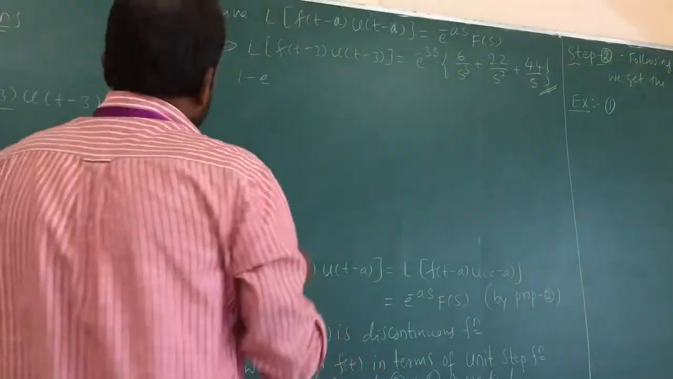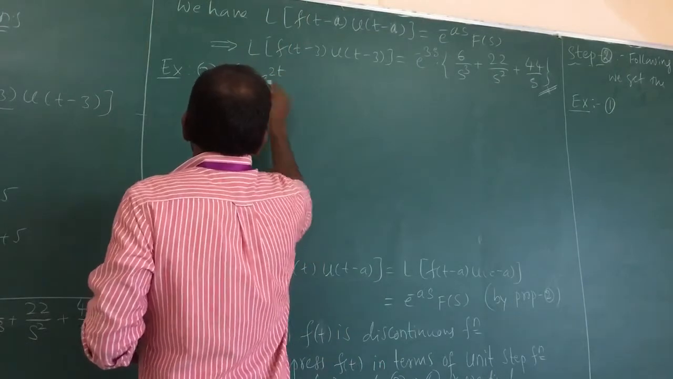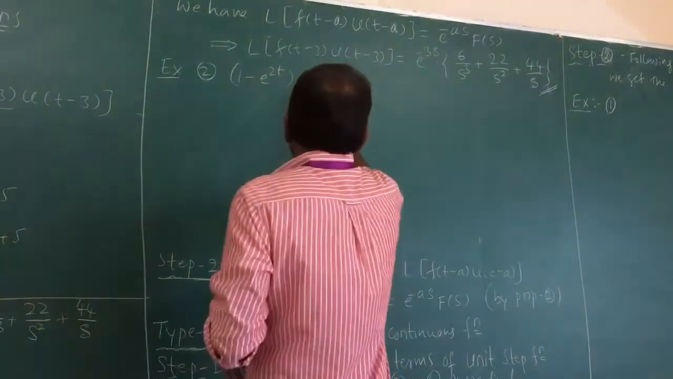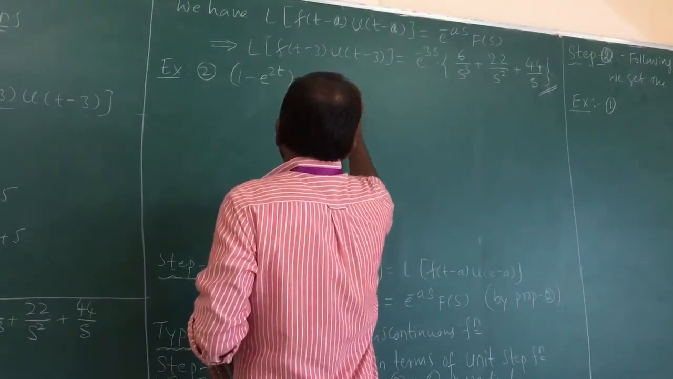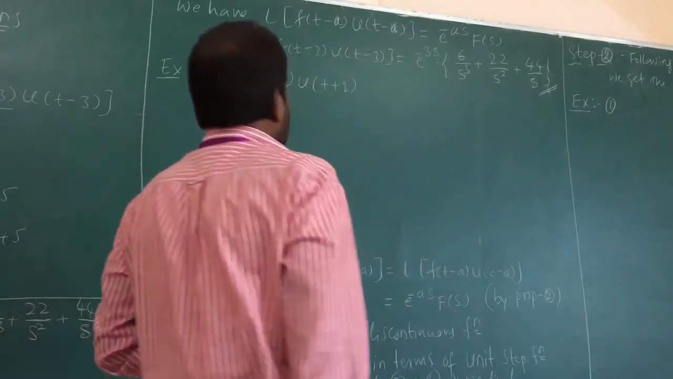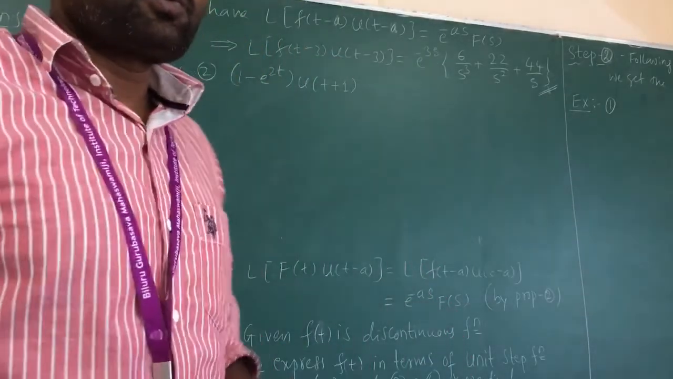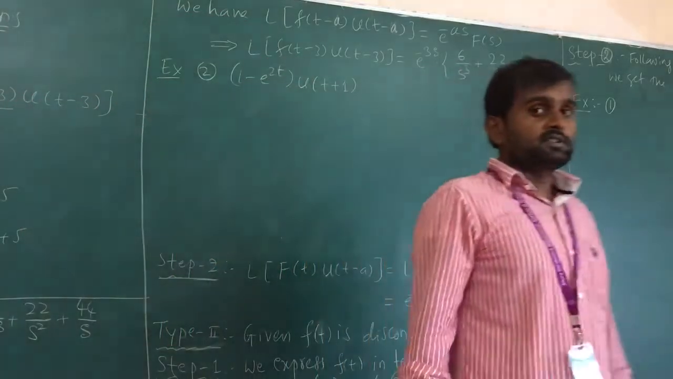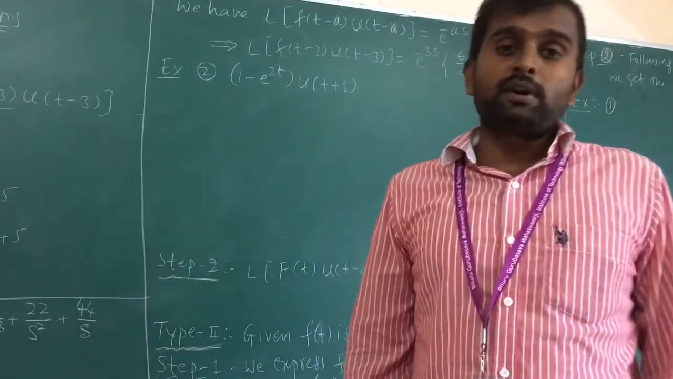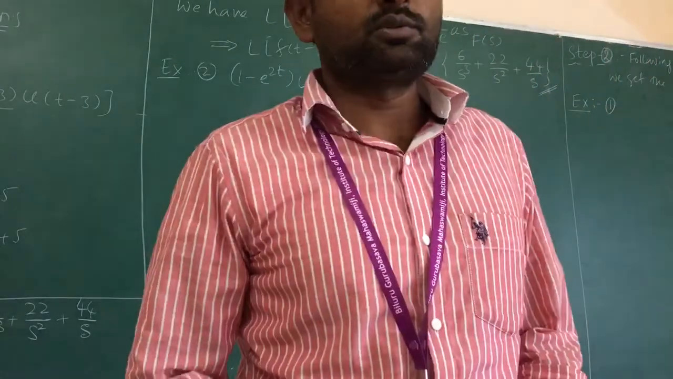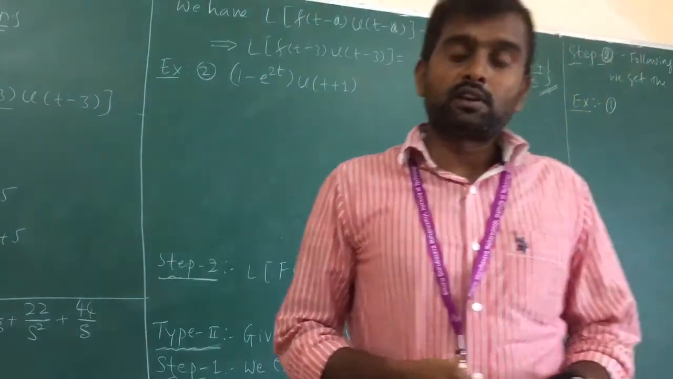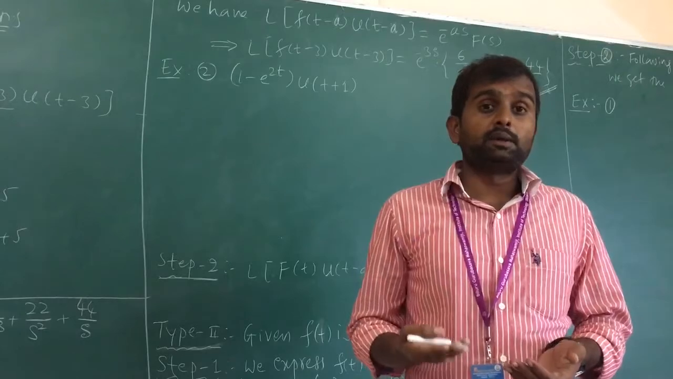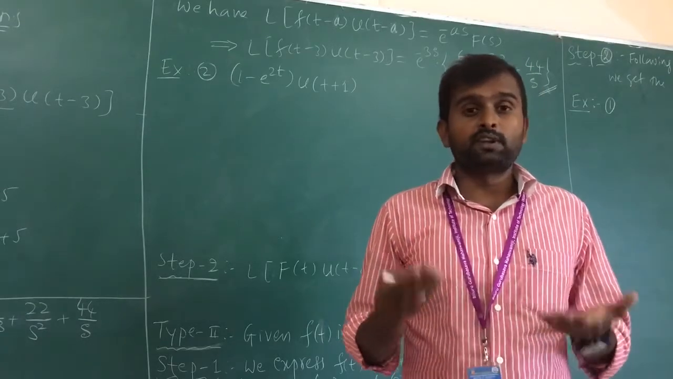1 minus e raised to 2t into u of t plus 1. So here also we have, but for every function we know that f of t minus a into u of t minus a, right? Not only t minus a, sometimes f of t plus a into u of t plus a.